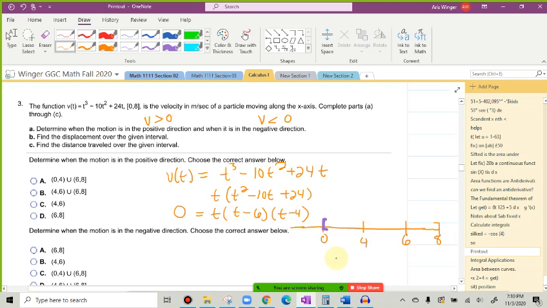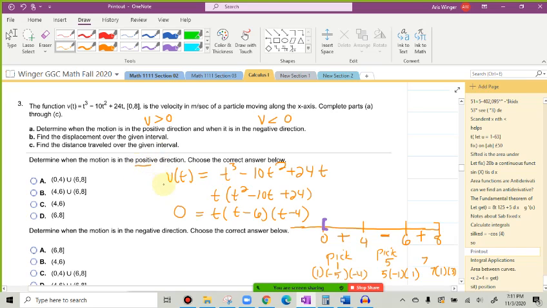And so now if I pick a number like 1 and put it in this thing, then it's going to be 1 times -5 times -4. That is a positive. If I pick 5, then it's 5 times -1 times +1. That's negative. When I pick 7, then it's going to be 7 times 1 times 3. That is positive.